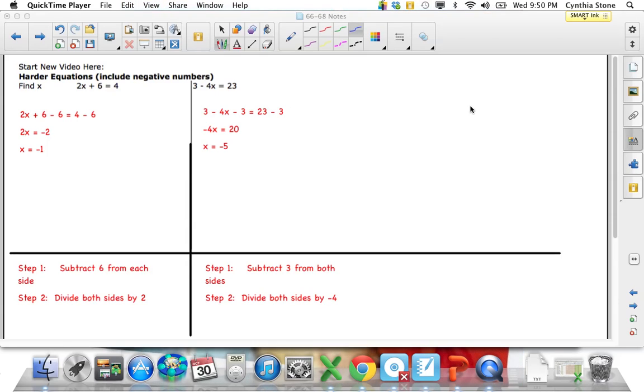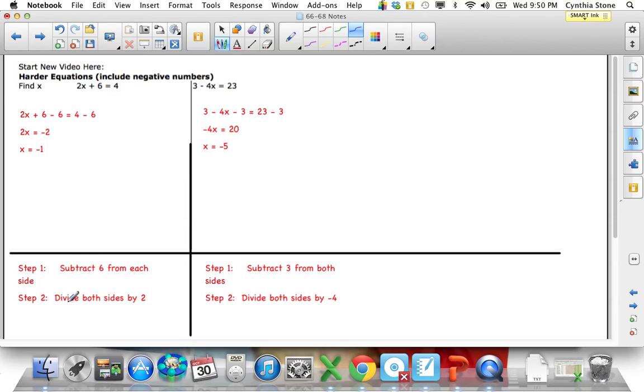More harder questions. We're going to have the same steps as we were just doing, but we're going to include some negative numbers. So this first one, 2x plus 6 equals 4. Looking at the steps, remember I told you always do the add or subtract first, and then the divide or multiply. So subtract 6 from each side.